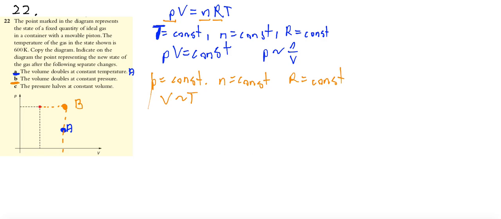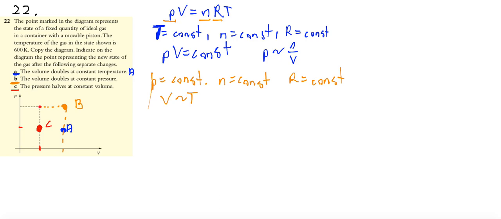Okay, and C, I'm going to use red. Pressure halves at constant volume. Okay, so the same volume and pressure which is 2 times smaller, so point C is somewhere here. Again, we are not interested in what happens with temperature because we cannot mark temperature on this particular graph. Yeah, I hope that it's clear.